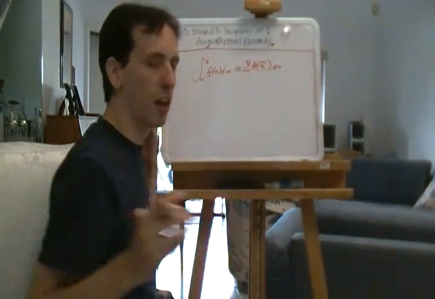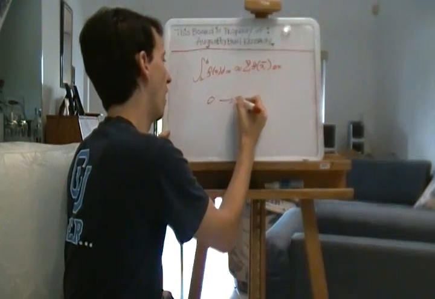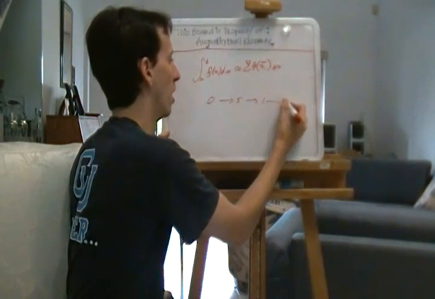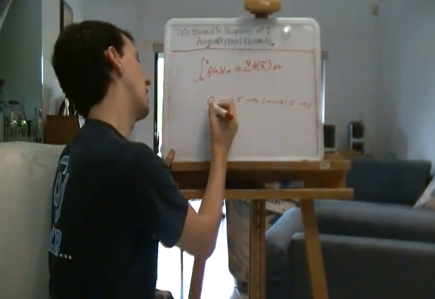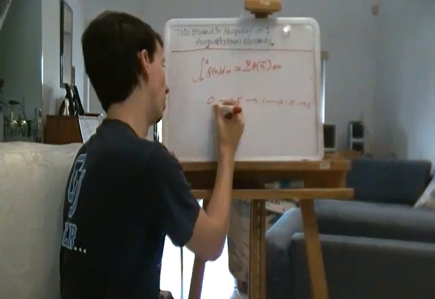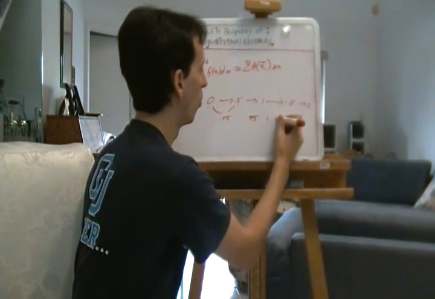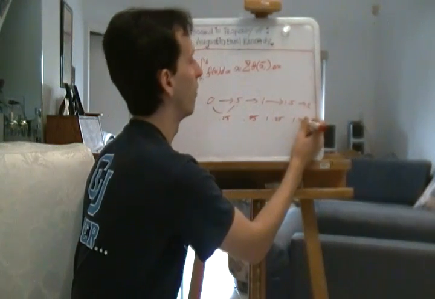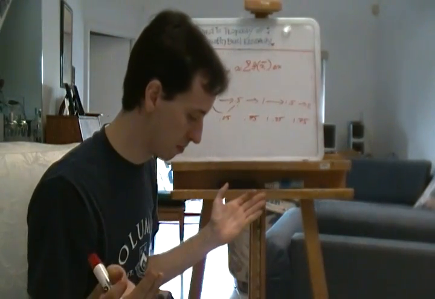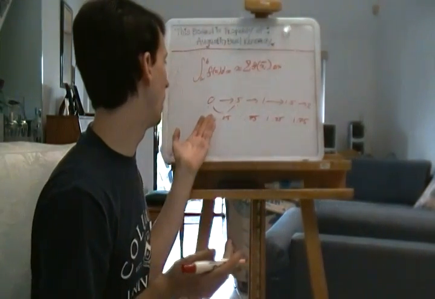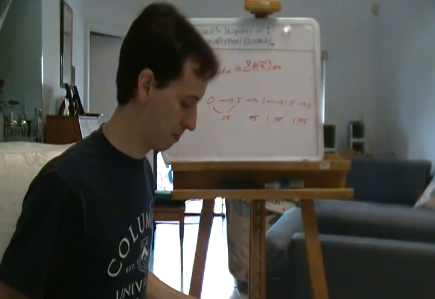In other words, if we have 0 to 0.5 to 1 to 1.5 to 2, instead of picking 0 or 0.5, we'll pick the middle: 0.25, 0.75, 1.25, 1.75. We'll just pick the midpoints of each one. And the midpoint will replace our left-hand, right-hand endpoint, and we'll just keep it at that.